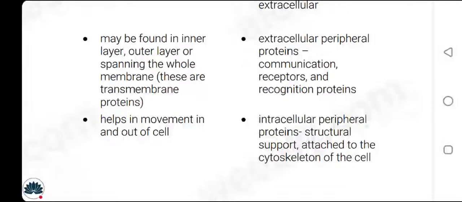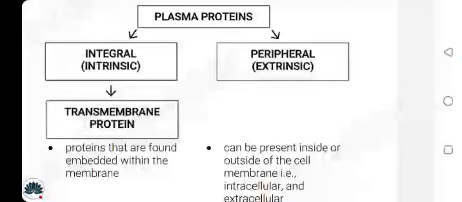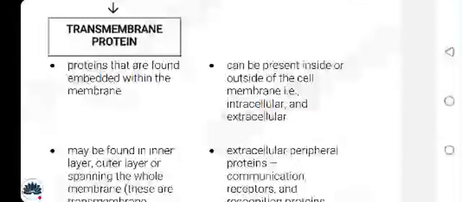What does it mean? Diffusion, facilitated diffusion, osmosis, active transport, and bulk active transport. These are the five things you are required to learn in this live session. And moving towards the peripheral proteins, they can be present on either side of the cell membrane, extracellular and intracellular. Extracellular peripheral proteins are communication receptors and recognition proteins, and intracellular peripheral proteins provide structural support, attached to the cytoskeleton of the cell.